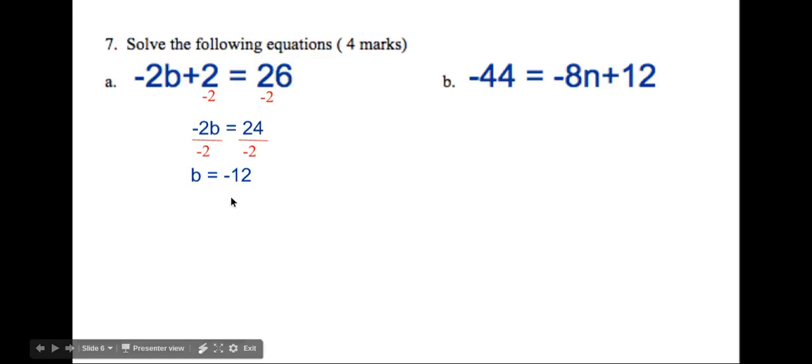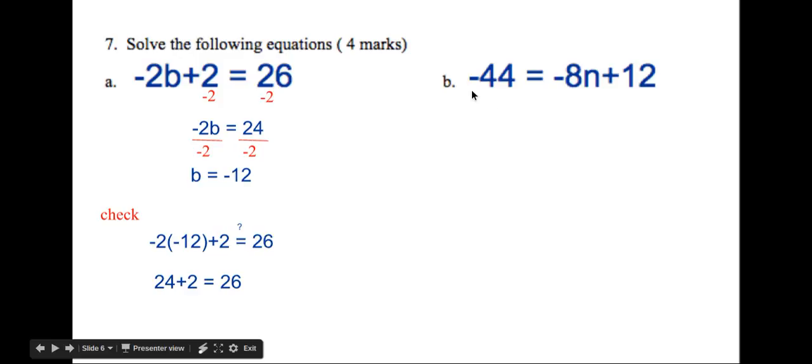Then I'm just going to check to see if I'm right by using replacement. Okay, so I'm going to replace the b with negative 12 in brackets. So negative 2 times negative 12, same signs, they agree, so that's positive 24 plus 2 is 26. Okay, and so we know that, well, this is 26, and that's 26. The left-hand side equals right-hand side, so b must be equal to negative 12.